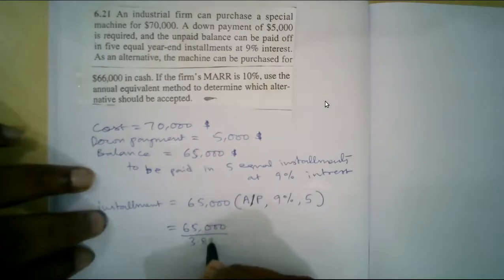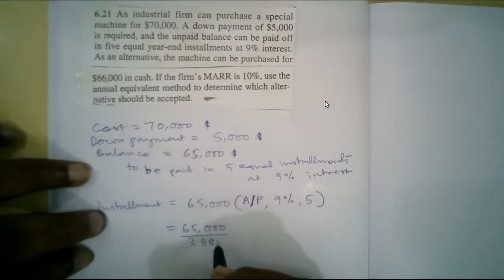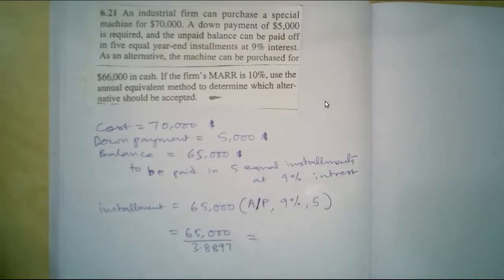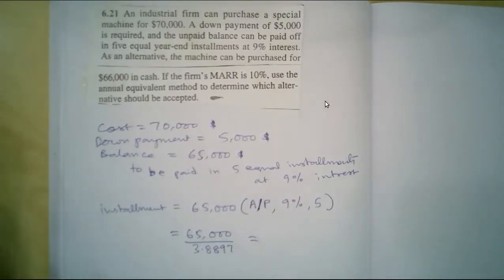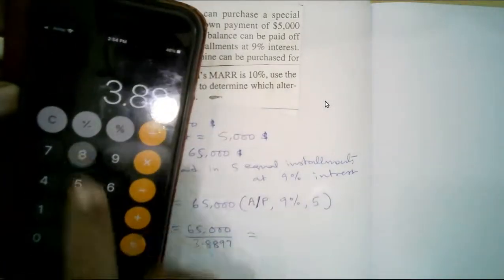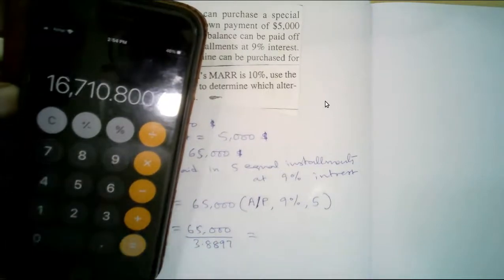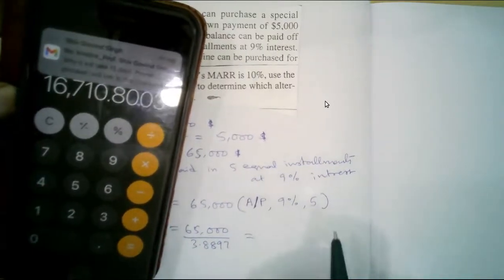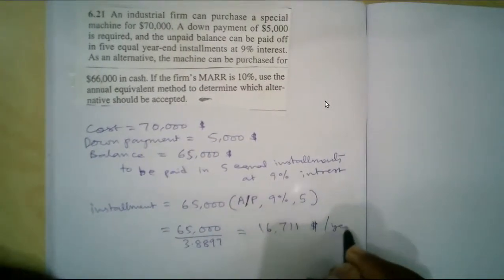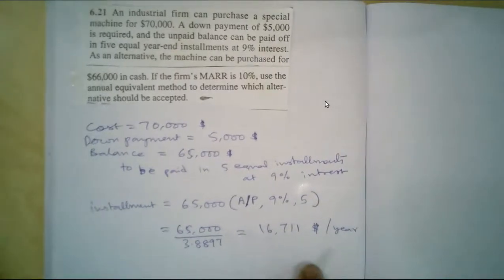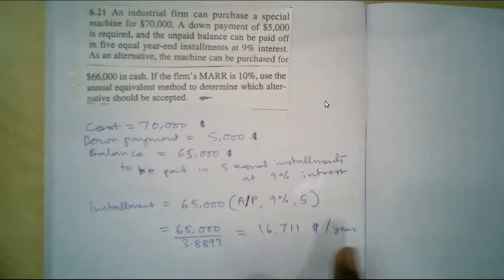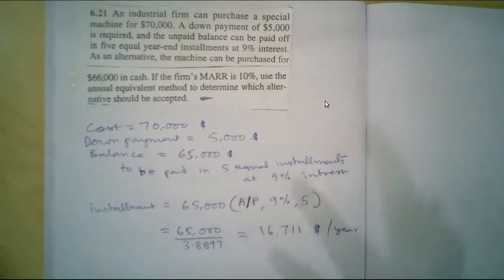Sorry, 3.8897. So 65,000 divided by 3.8897 comes to $16,711 per year. So every year, if I pay this amount, $16,711 per year, in five equal installments, I'll be repaying the loan.